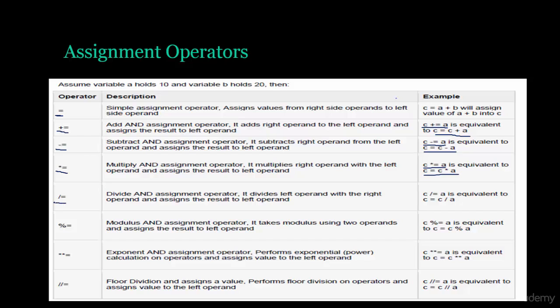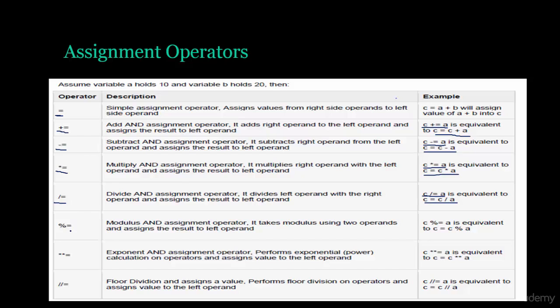This is divide equal, the divide and assignment operator. It divides the left operand by the right operand and assigns the result to the left operand. Here C divide equal A is equal to C equals C divide A.